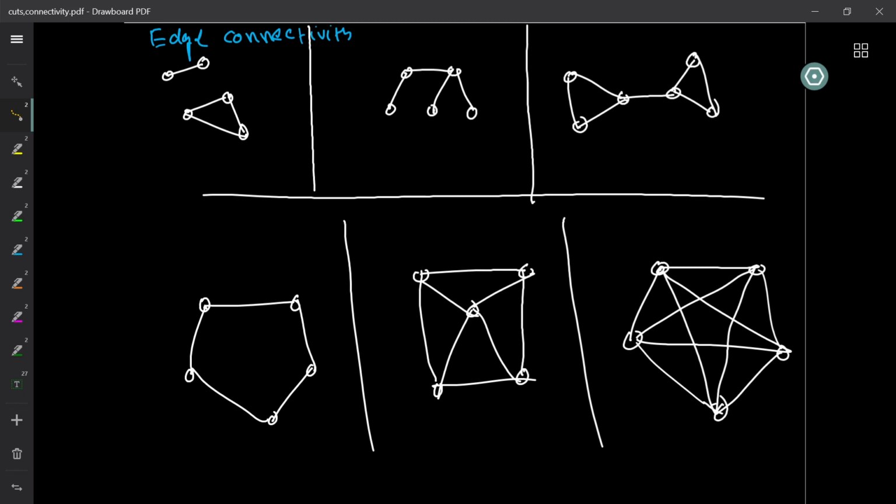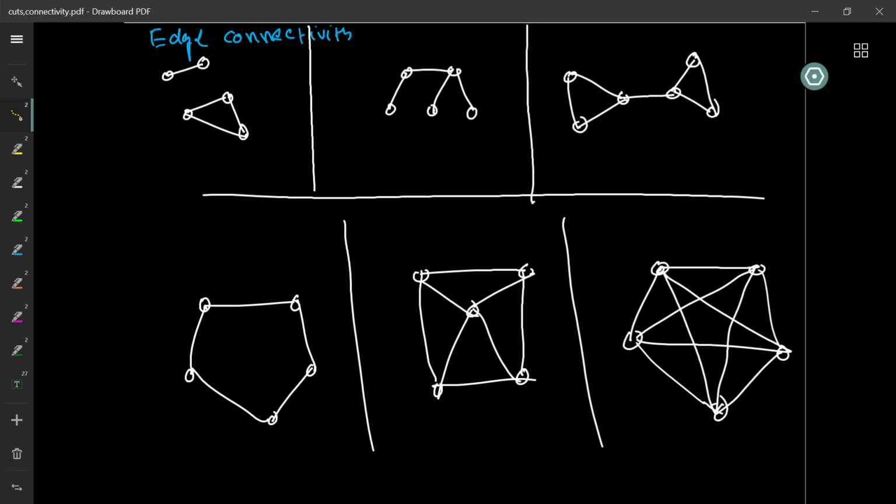Then you have the cycle, right? So cycles are two connected. If you remove any single edge, of course, it cannot disconnect the graph. So therefore, you see that you need to remove at least two edges to disconnect the cycles. So the cycles are two edge connected.